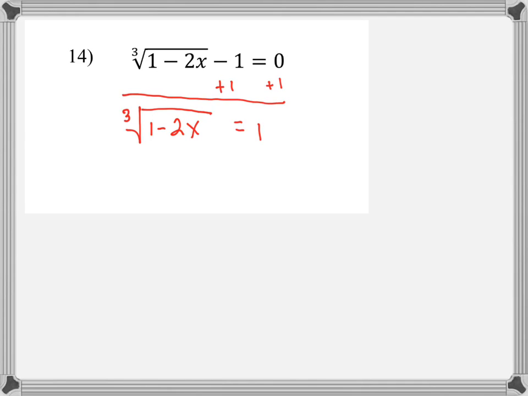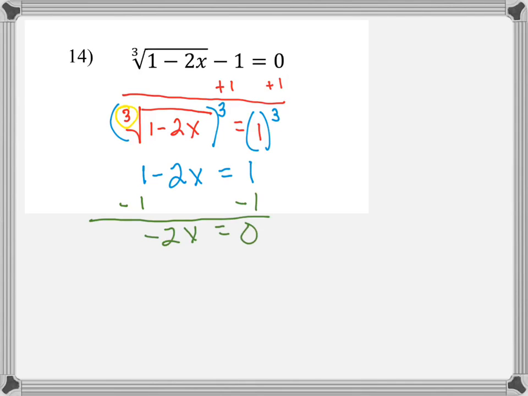2x equals 1. Now here the root is 3. So to get rid of the radical, we will raise both sides to the third power. On the left-hand side, we're left with what's underneath the radical, 1 minus 2x, and then 1 cubed is 1. So we have 1 minus 2x equals 1. We want to get x by itself, so we'll subtract 1 from both sides. So we have negative 2x equals 0. We'll divide both sides by negative 2, and x equals 0.